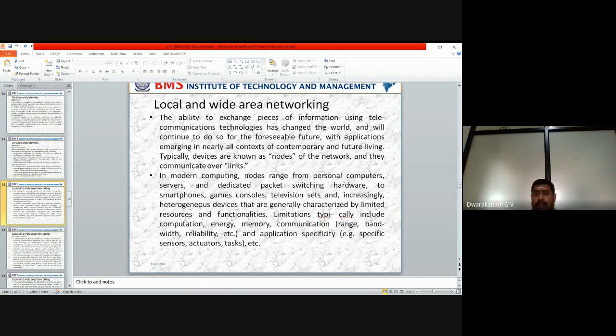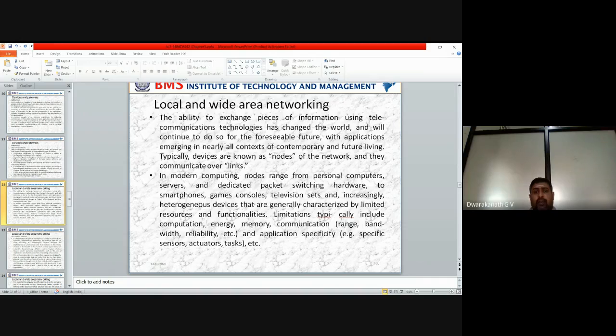Now, in this modern computing, nodes range from personal computers. What are our nodes today? If I ask, you will tell me the nodes are nothing but our personal computer servers, where a dedicated internet should be there. That's the packet switching hardware, and then you need smartphones, game consoles, television sets. Increasingly, other heterogeneous devices also, which you can connect to the internet, and this made the resources and the functionalities more.